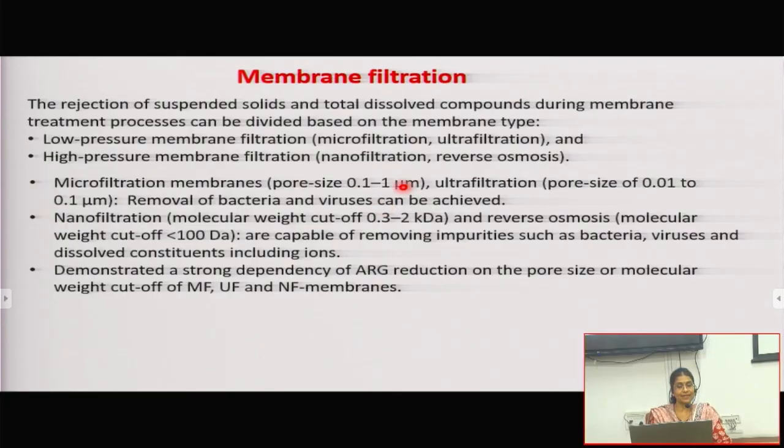So when I say 0.1 to 1 for microfiltration, pretty much I'm trying to do a sieving mechanism. For pressure-driven filtration, the molecular weight cutoff comes into play. It's 0.3 to 2 for nanofiltration, and for reverse osmosis it is even higher. These are capable of removing impurities such as bacteria, viruses, and also some ions. So we might have possibilities of removing genes in the pressure-driven membranes.